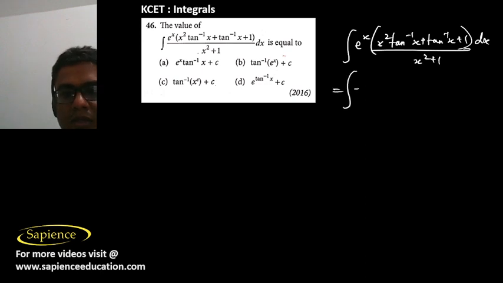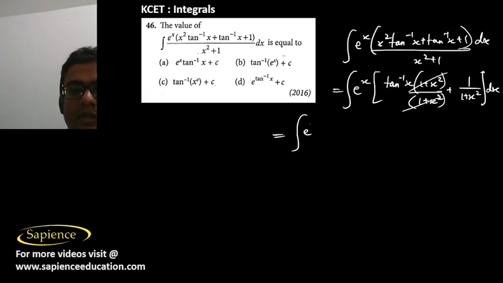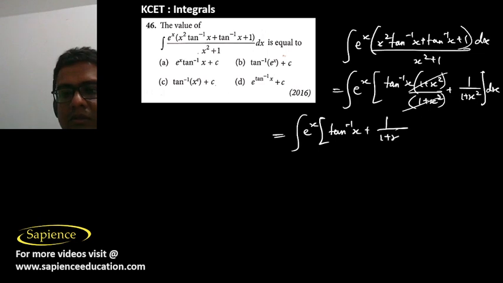So this will be the integral e power x. Now from here, tan inverse x I can take as common from these two terms, so tan inverse x into 1 plus x square divided by 1 plus x square, then plus 1 by 1 plus x square, dx. So these two will cancel, and this is equal to the integral e power x into tan inverse x plus 1 by 1 plus x square, dx.